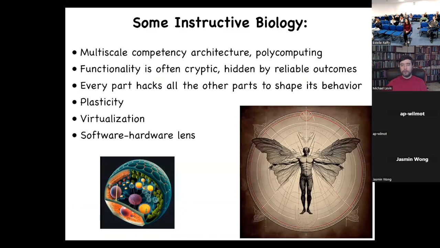So what I want to do first is show you a little bit of biology and talk about some concepts, including multiscale competency architecture, the idea that functionality in biology is often hidden. It's often cryptic because we get distracted by the reliable default outcomes. And I make the argument that in biology, every part is basically hacking all of the other parts to shape their behavior. That gives rise to massive plasticity, virtualization, and the utility of a kind of software-hardware lens.